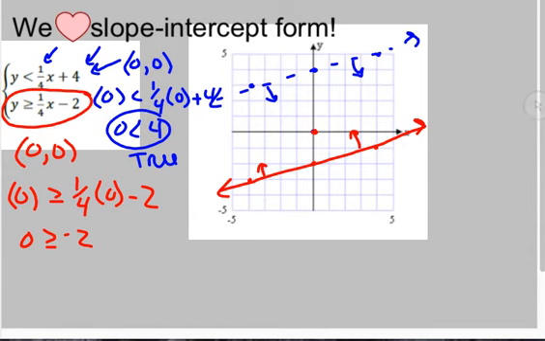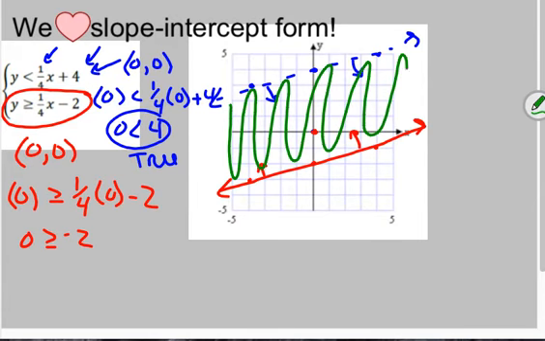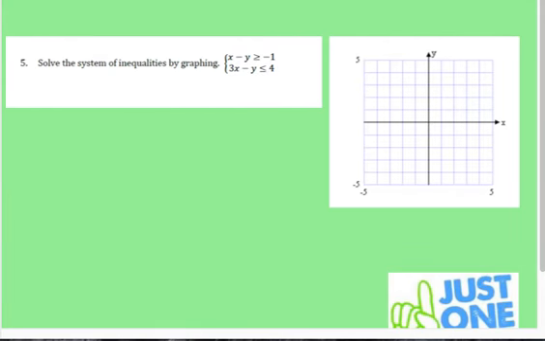So, our double shaded area is everything in between these two parallel lines. All those points are a solution. So would the point 3, -4 be a solution right there? No. It's a solution for the blue line because it's below it, but it's not a solution for the red line. How about 2, 2? Yep, 2, 2 would be a solution for this system. 1, 5? No, it's not in the double shaded area.